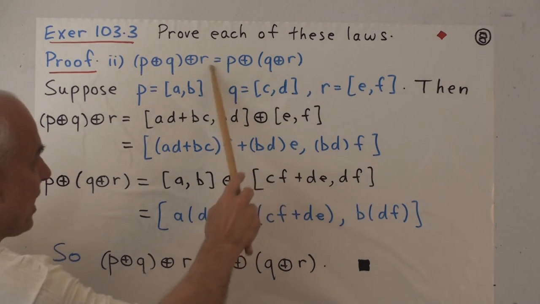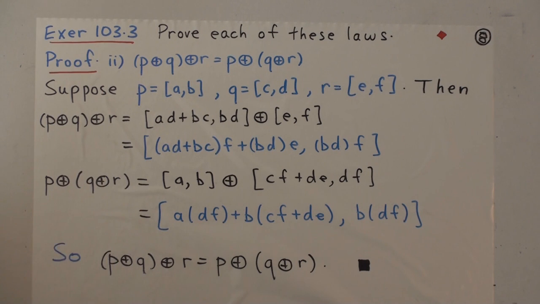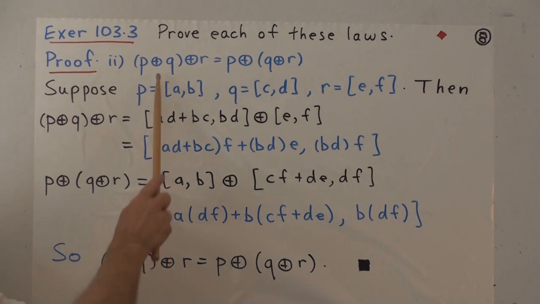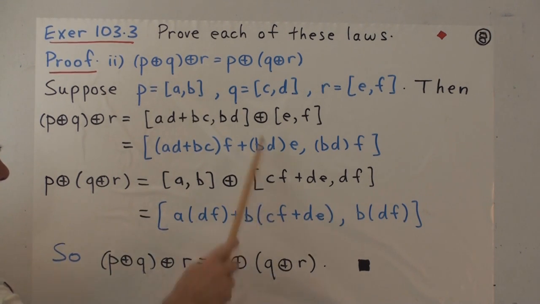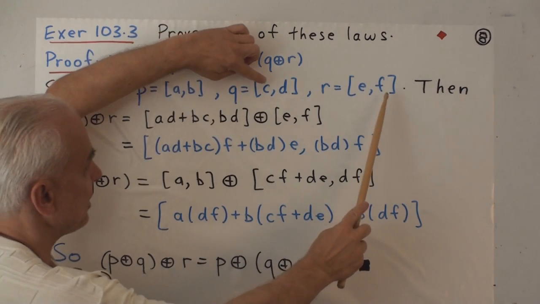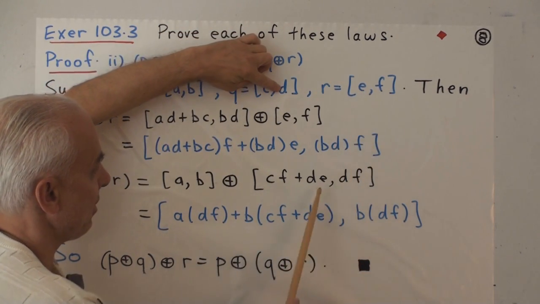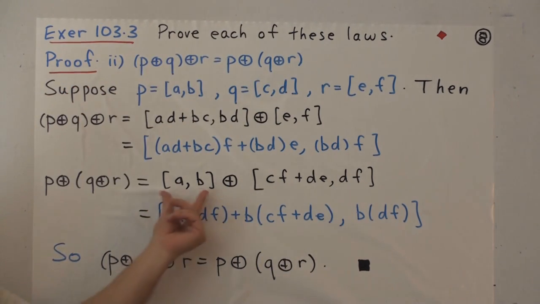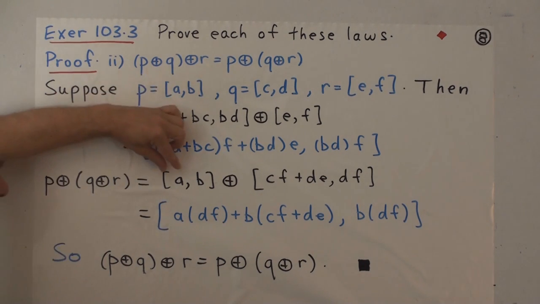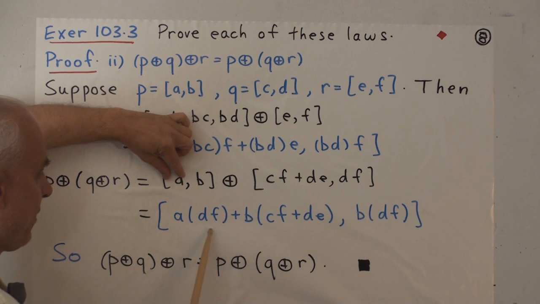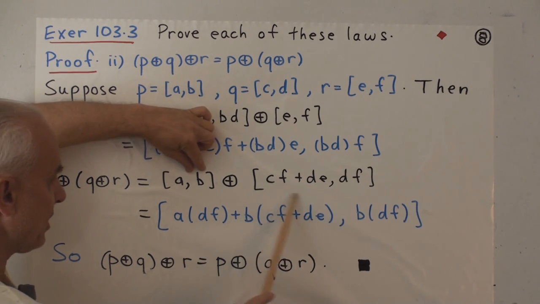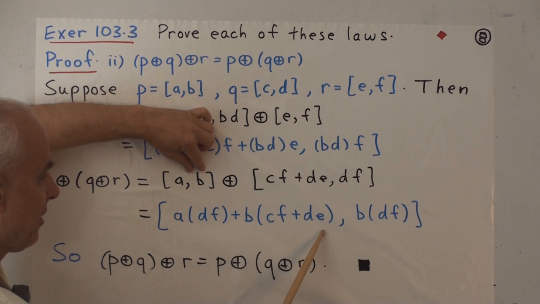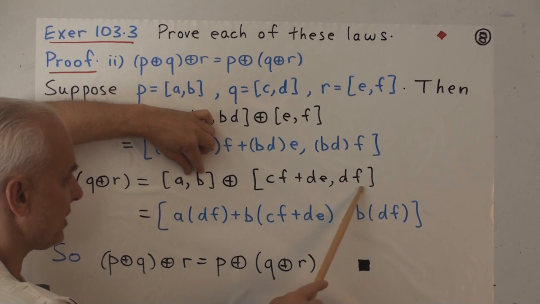Fine, what about the right-hand side, P plus Q plus R? Well, there's P again, and now Q plus R: there's Q, there's R. So the sum is CF plus DE, comma, DF. Now to add these, we need to take A times DF plus B times (CF plus DE). That's the first entry. And the second entry is the product of B times the second entry DF.